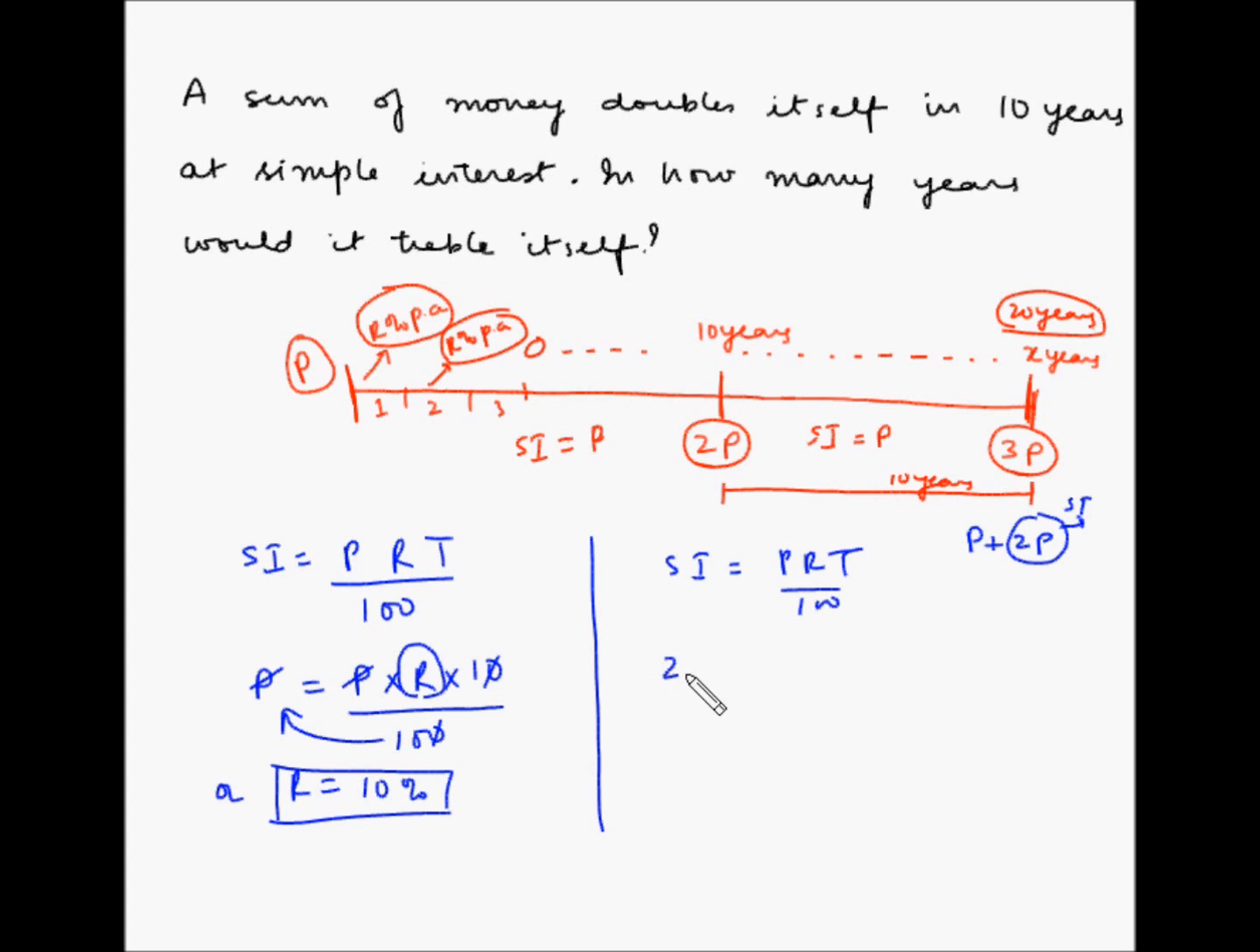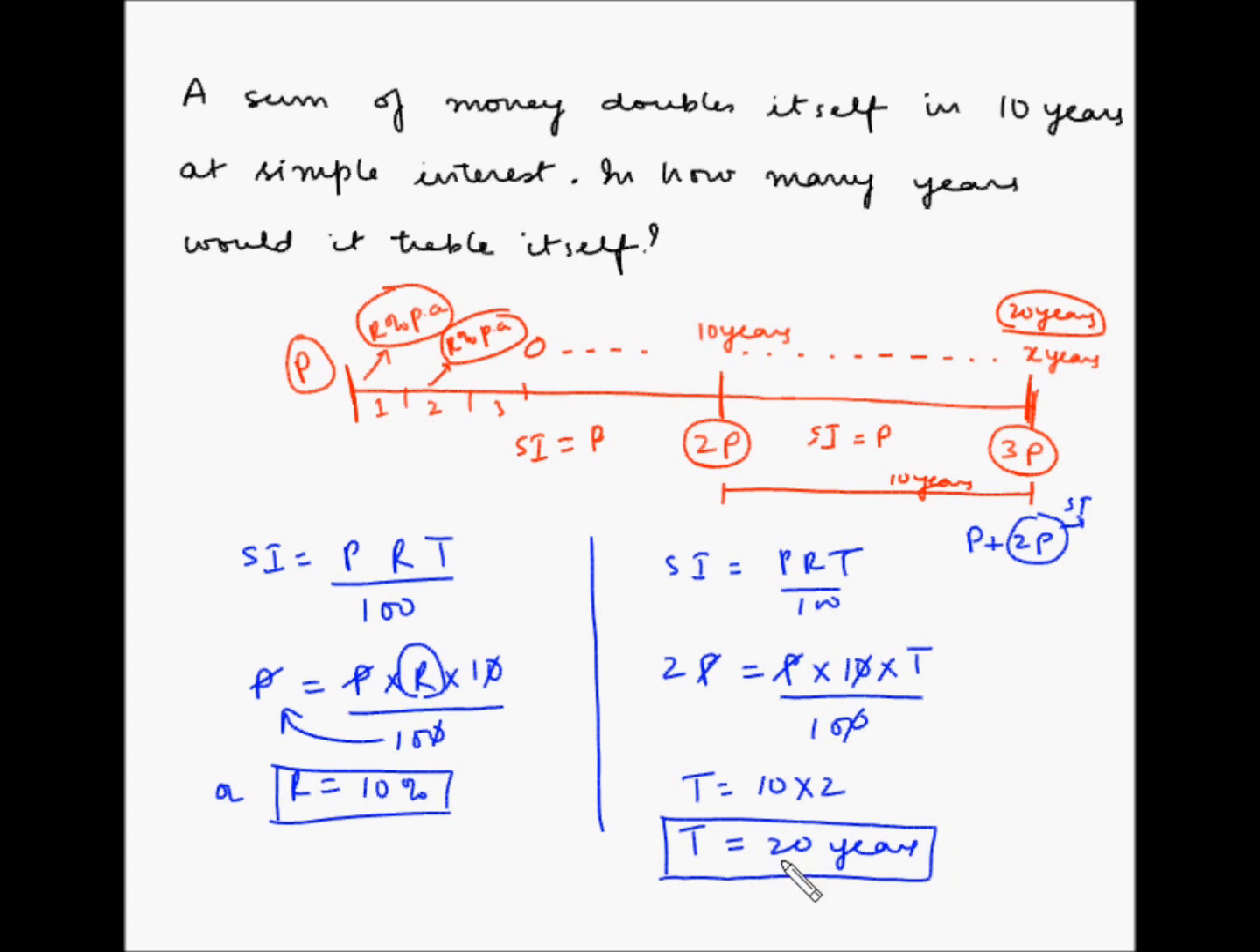So simple interest is 2 times P, which is equal to P multiplied by R, which is 10% because that is the rate which is ongoing, multiplied by T, which is unknown, divided by 100. So this P gets cancelled with this P, and this gets cancelled with this. Now let's put t on one side and bring 10 on the other side. So t is equal to 10 multiplied by 2, which is equal to 20 years. And this is what we had obtained here without using the formula.